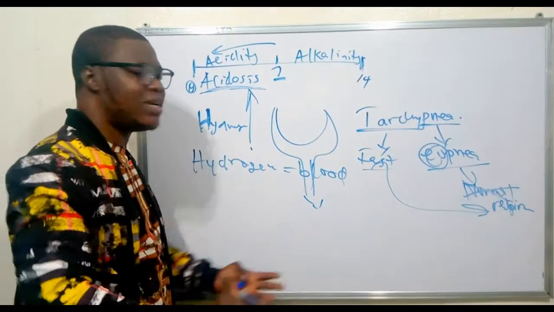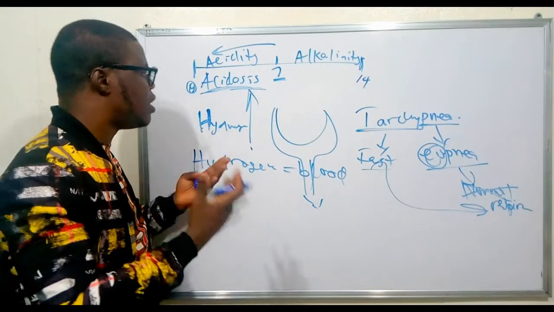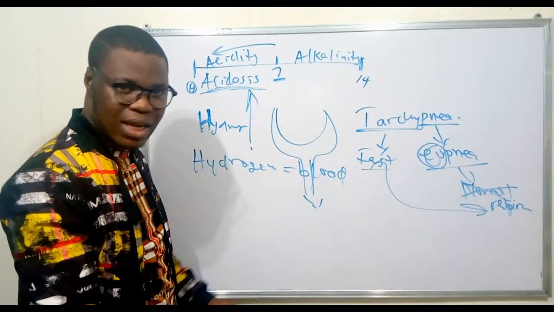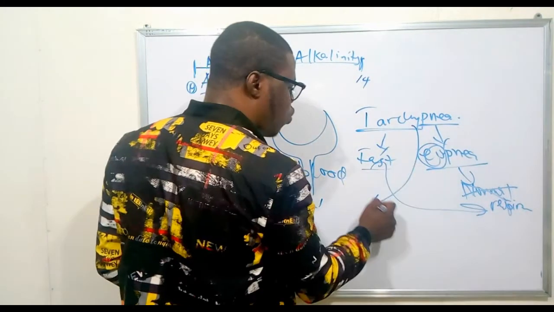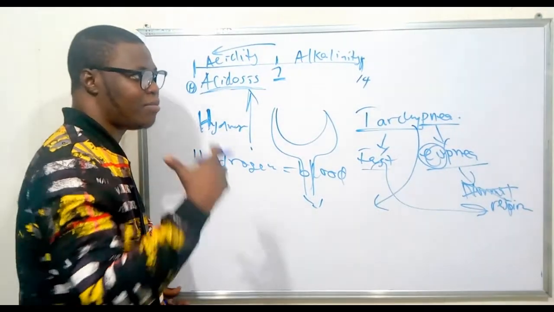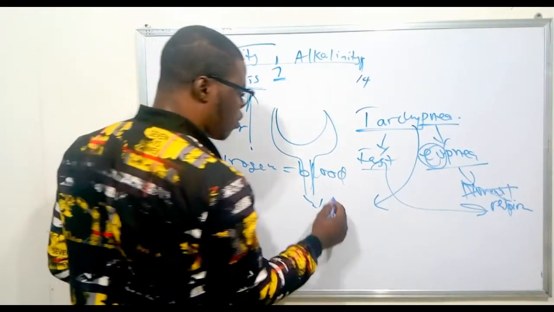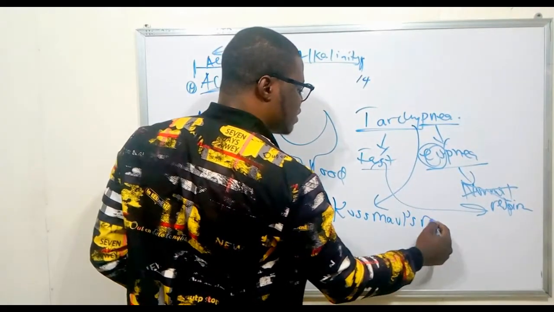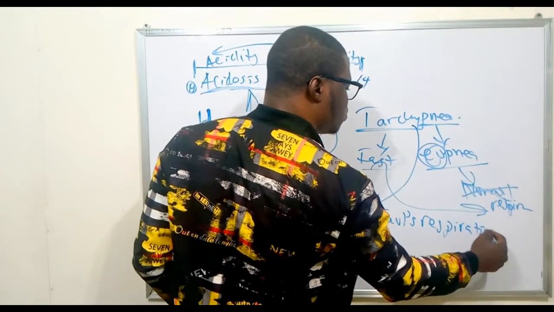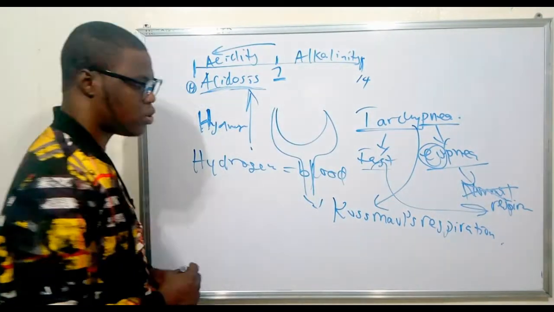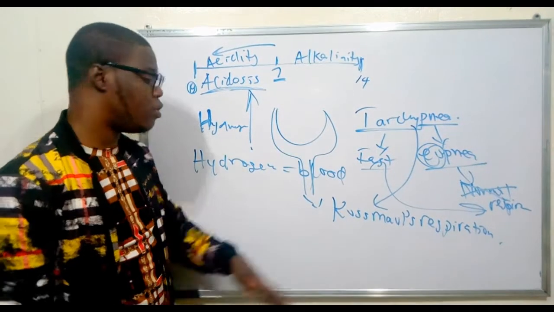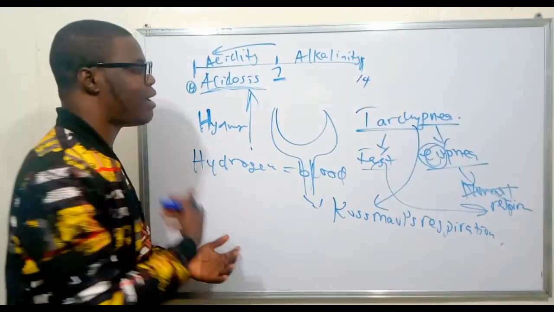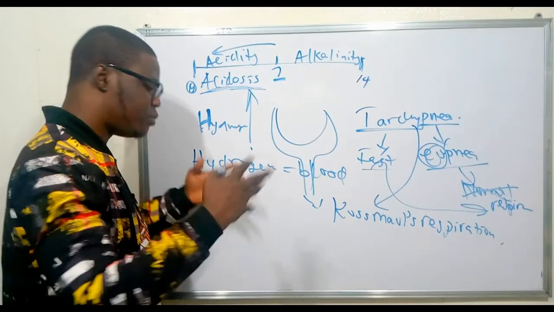So the body will increase its respiration so as to excrete this acid out of the body through breathing. And this tachypnea is going to worsen and lead to a characteristic respiration called Kussmaul's respiration. Kussmaul's respiration is another clinical manifestation of renal failure. So now let's talk about the buildup of potassium and urea phosphate.